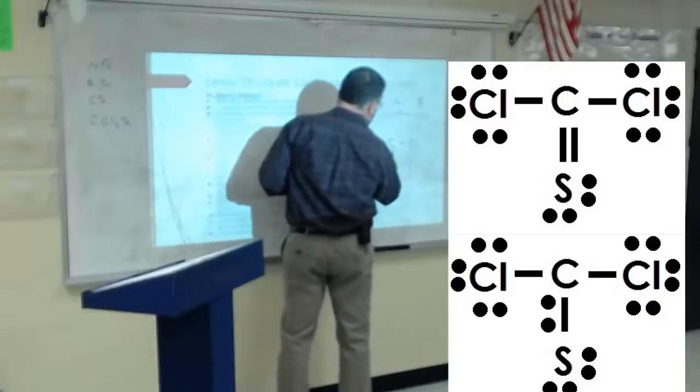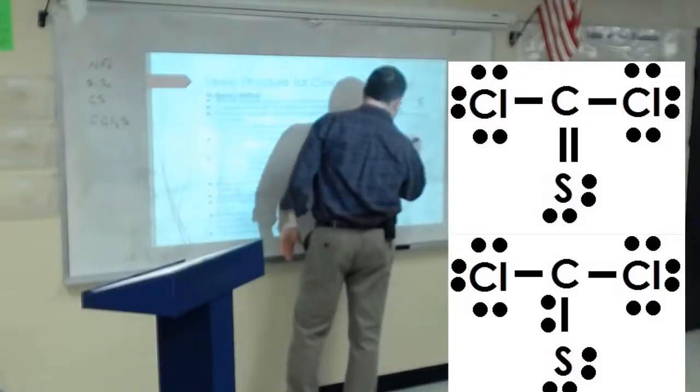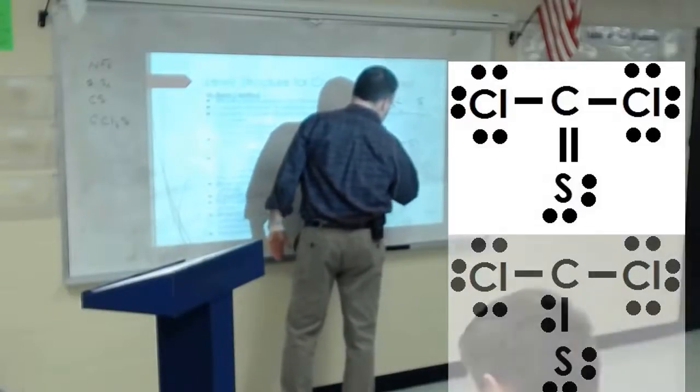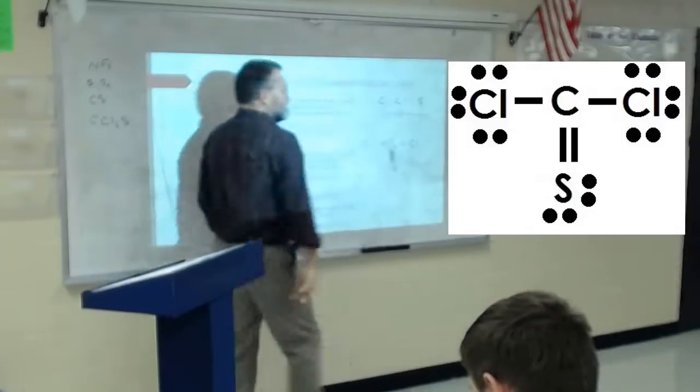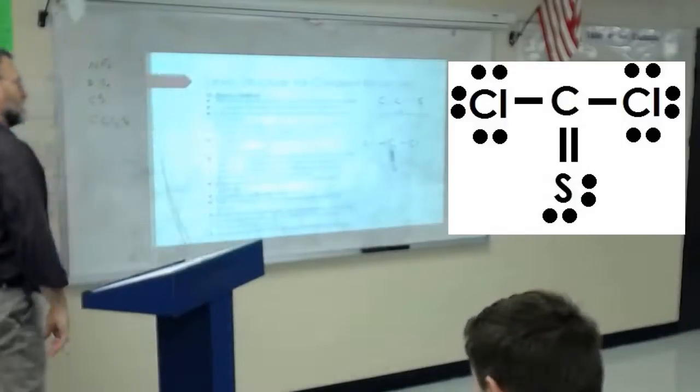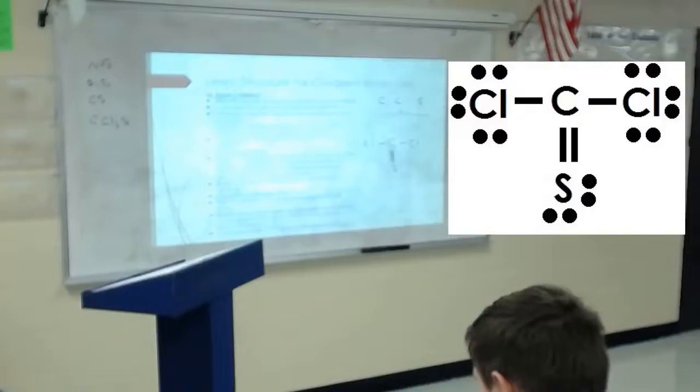1, 2, 3, 4, 5, 6, 7, 8. Carbon is satisfied. Sulfur. 1, 2, 3, 4, 5, 6, 7, 8. It's satisfied. There is a legitimate Lewis structure for CCl2S.